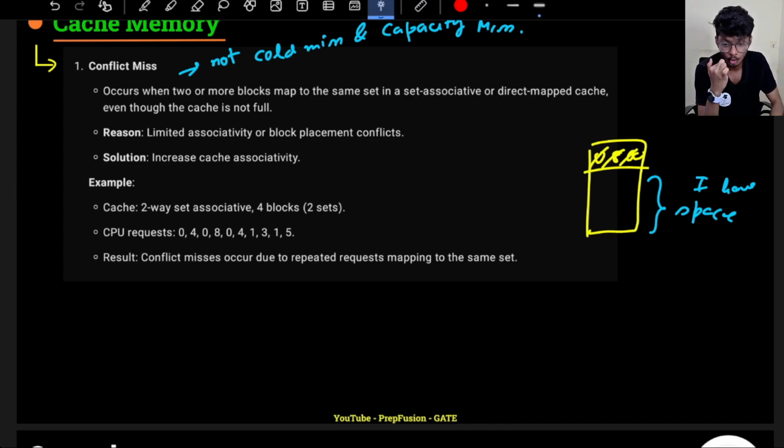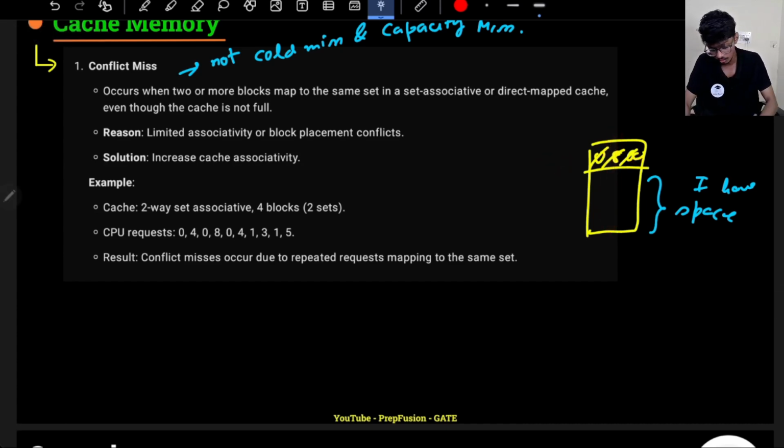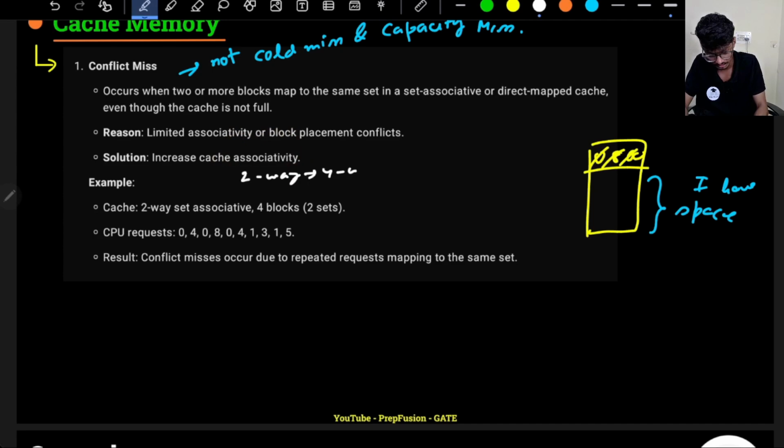In two-way mapped, the conflicts will be reduced because in the same set I can have two blocks, correct? In four-way, it will reduce further. So we have to increase the cache associativity. We have to go from two-way to four-way, and from four-way we have to go to eight-way.